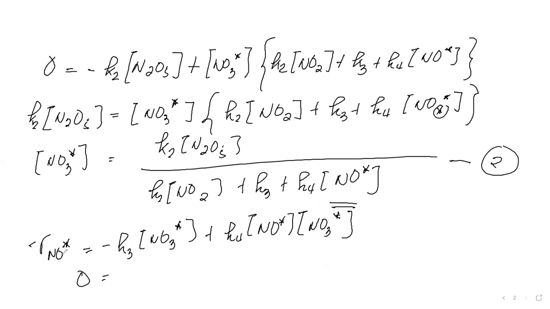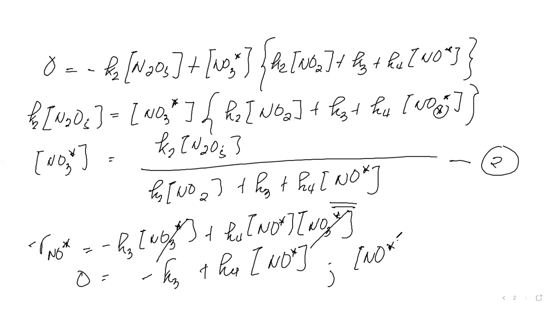Okay? This would be set to 0, because this is an intermediate, so the rate of reaction is 0, and this NO3 will cancel out, right? So you will have a negative K3 plus K4 NO asterisk. From here, you can get the concentration of NO asterisk. And that would be K3 over K4. So this would be your equation 3. This equation 3 should be substituted in here.